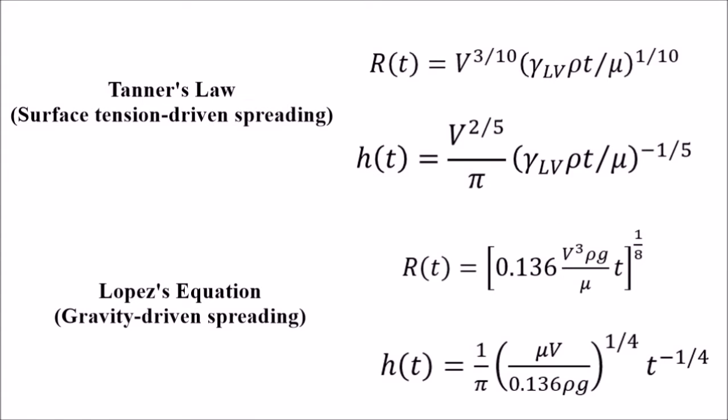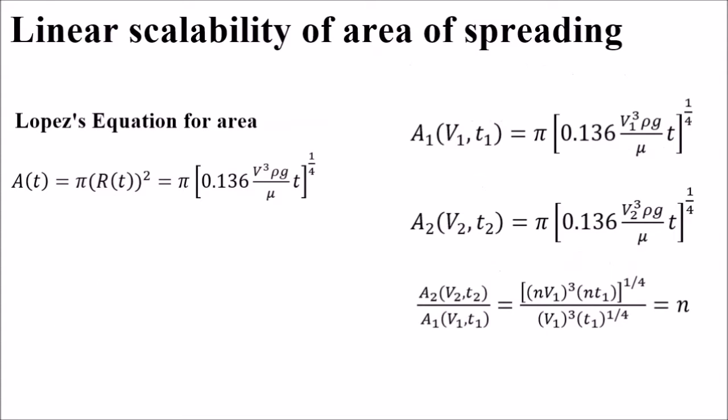In these two regimes of spreading, the droplet's area and thickness have unique power scaling with respect to time described by Tanner's law with an exponent of -1/5 for the decreasing thickness, and Lopez's equation with an exponent of -1/4. Due to the strong nonlinearity of Lopez's relationships, it may not appear practical to coat large surfaces by manipulating gravity. Nonetheless, with an appropriate increase in the volume of the coating material, there is a linear scaling between area and time.